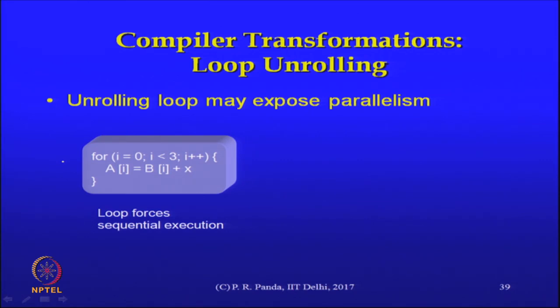We have 3 iterations, I going from 0 to 2, and in each iteration there is a loop body that is being executed. So, where is the optimization opportunity? Unroll the loop, like A1 will be dependent on B1 and then X, like A2 will be dependent on B2, like that. So, these are independent. So, yes, the whole thing can be made parallel.